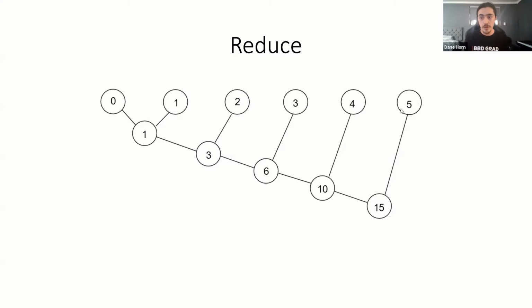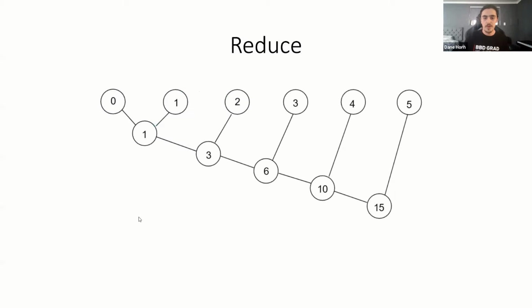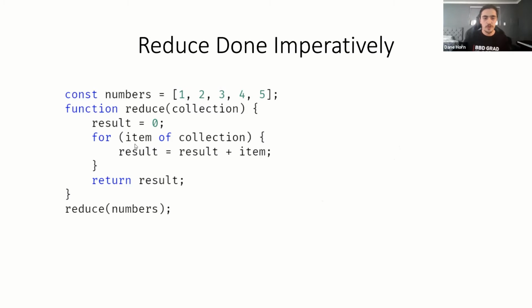So let's see the code of how we would do this imperatively. Normally, we would have an array of numbers, 1, 2, 3, 4, and 5. We then have our function reduce, and we pass in some collection into that. We start at 0, we iterate over our collection, and we add each item to our result, and we carry that result over until we finally return it. Then here, if we just say reduce with these numbers, we would get the same result as here using the same process, just working two numbers at a time, working with this result and our item.